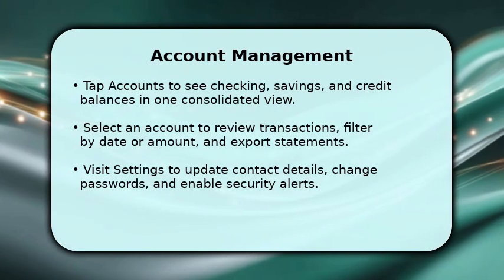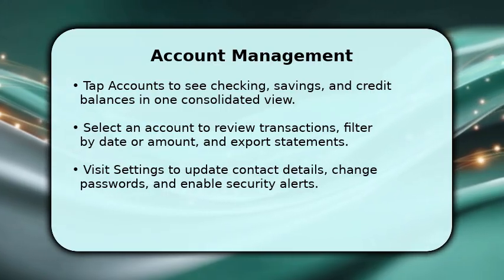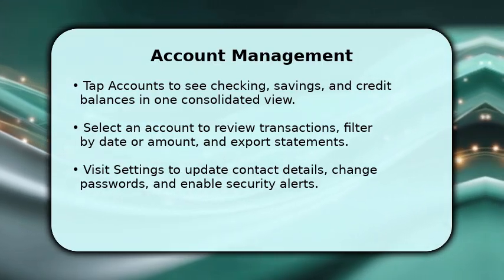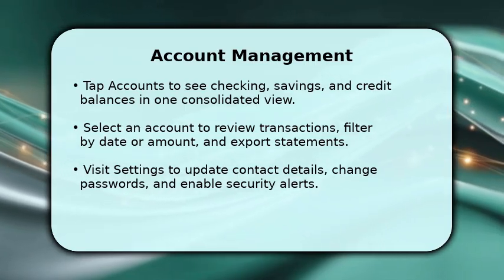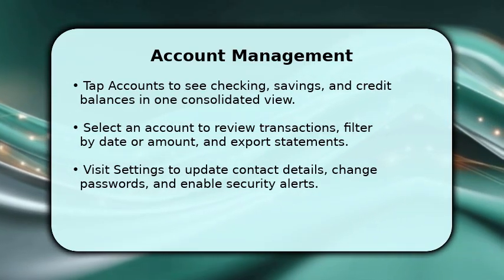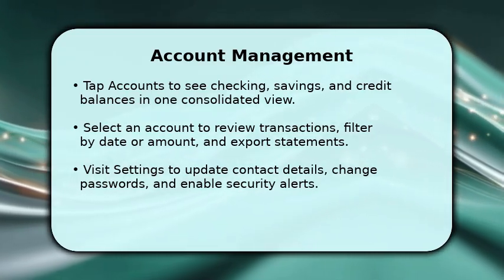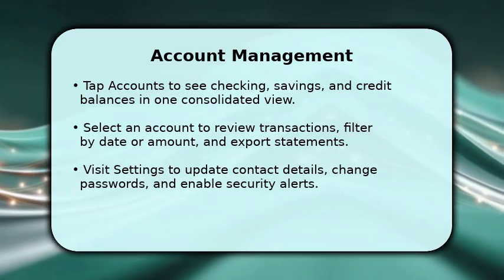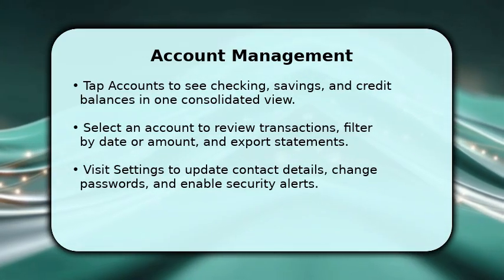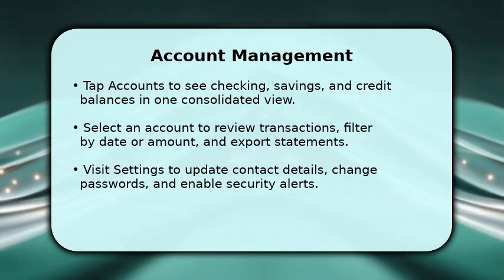Open the app and tap accounts to see checking, savings, and credit balances in one view. Tap an account to view details, filter transactions by date or amount, and export statements when needed. To update personal info, go to Settings, edit contact details, and confirm changes with your password or biometric method. Enable alerts to monitor deposits, low balances, and suspicious activity so you stay informed and in control of your finances.